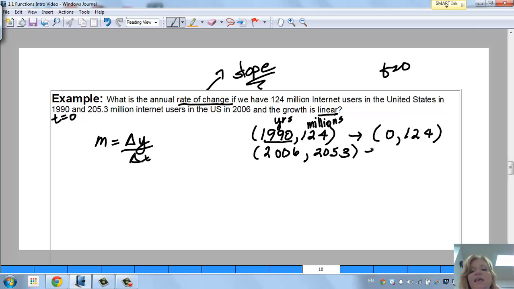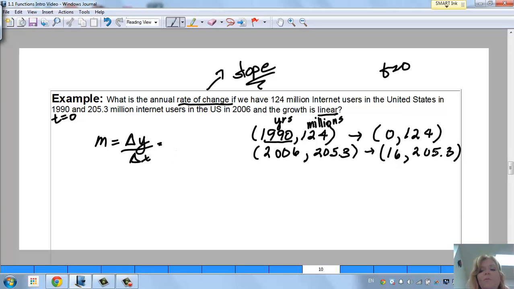Then if that's the case, what would this point change to? So you'd have to actually take 2006, subtract 1990. When I do that, that's 16 years later. It's 205.3. It actually makes your math easier as long as you realize that that 0 stands for 1990. Okay? So now let's go through and do the slope.